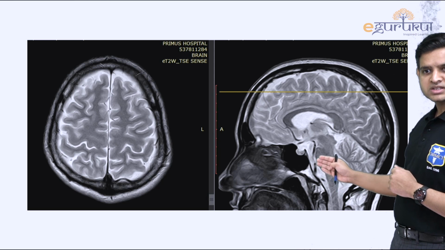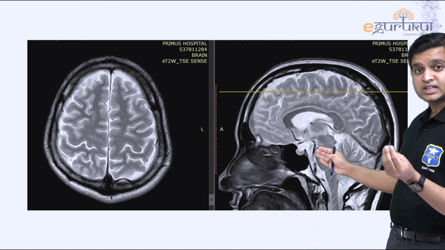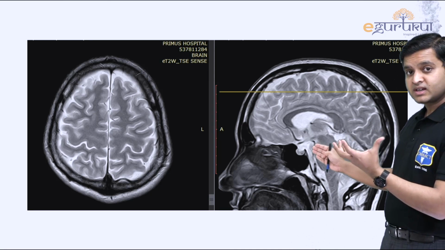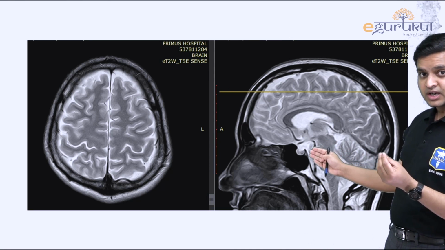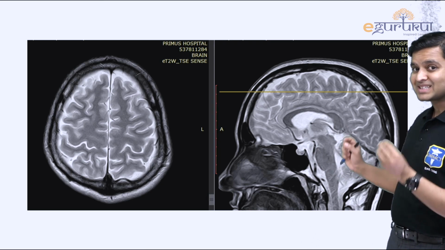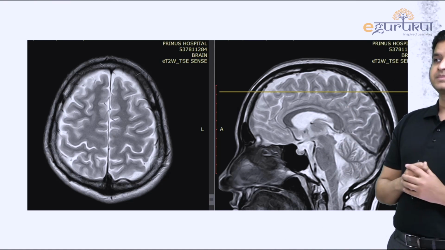I hope all of you can see this black vertical line. We know that on normal spin echo images, the vessels are seen as flow voids. So this is a vessel, and the most important vessel that you could see in a prepontine cistern is the basilar artery. This large vessel that you could see here is nothing but the basilar artery, going into the prepontine cistern.